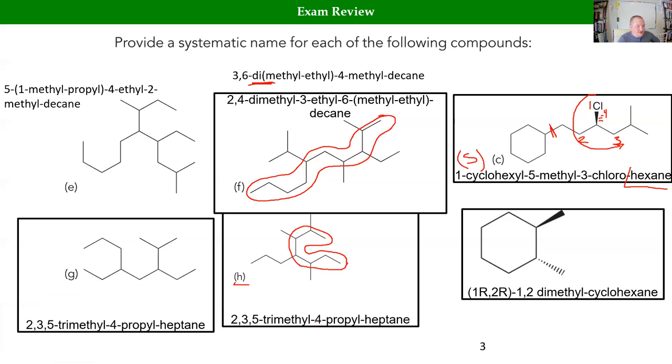But this would be the best possible name in that case. Any questions on alkane stuff, this style? Sean, I was going to ask why G is a heptane and not an octane. If you can count to an octane, then I probably just miscounted.